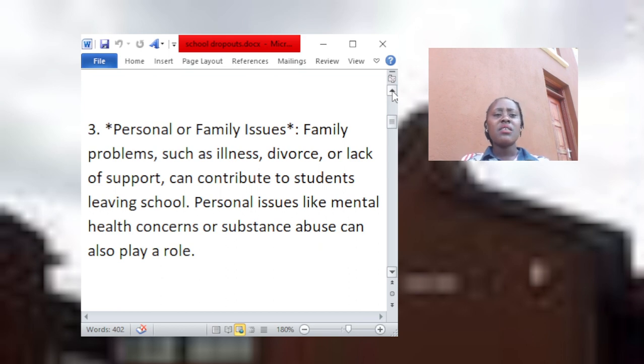Some family problems such as illness, divorce, or lack of support can contribute to students leaving school. Personal issues like mental health concerns or substance abuse can also play a big role in school dropout. You may find families have divorced or have issues, and maybe the mother or the father is the breadwinner of the family paying school fees. Those problems may cause school dropouts since they do not want to pay the school fees, or one of the guardians who was the breadwinner has fallen sick with a chronic illness, maybe like cancer. This will contribute highly to school dropout.